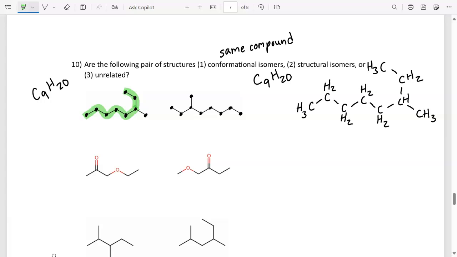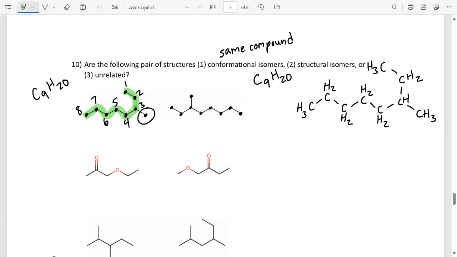Okay, and then when I number the carbons, since I don't have a functional group, I want to number them to go closest to the methyl group. Okay, so even though that's considered a branch, I still want to go in the order that comes closest to that functional group, or to that branch. And then we're going to do the same thing with the next compound.